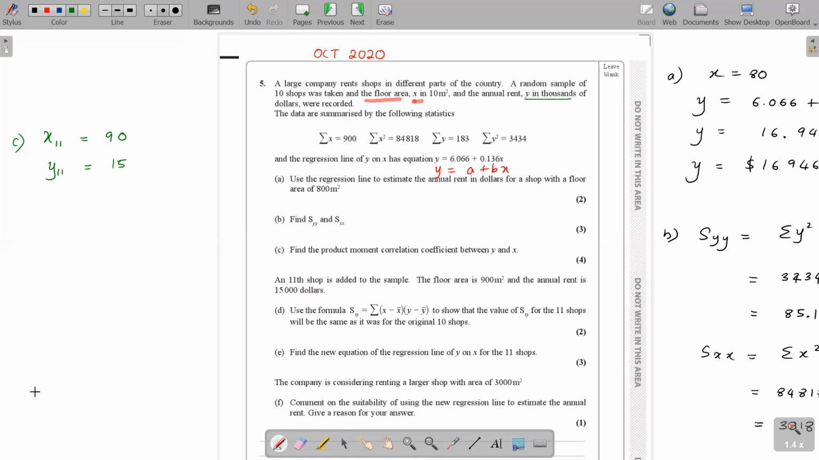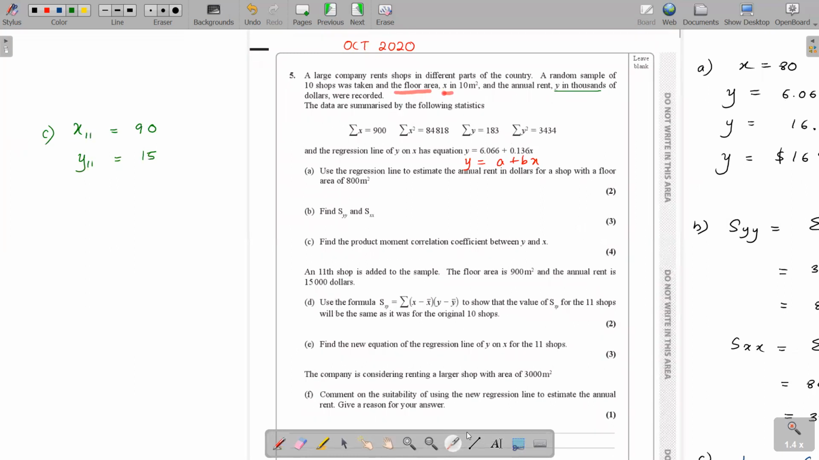Do you agree? They are asking you to use the formula Sxy equals sigma (x minus x bar)(y minus y bar) to show that the value of Sxy for the 11 shops will be the same as it was for the original 10 shops. So you have to show that Sxy doesn't change. First, let's calculate the x bar and the y bar, to see whether these values are changing or not.